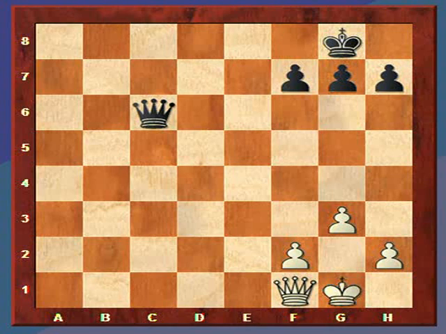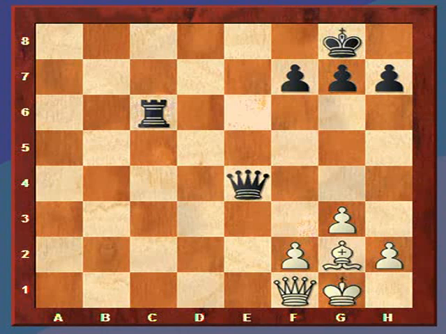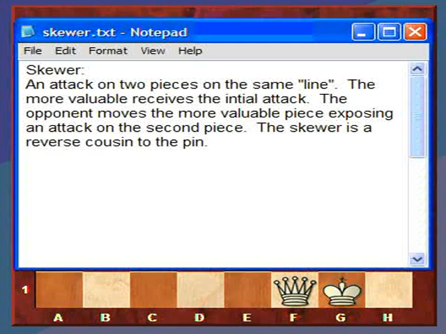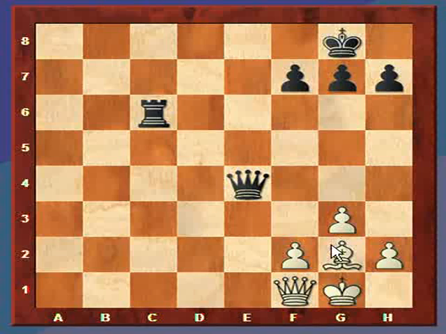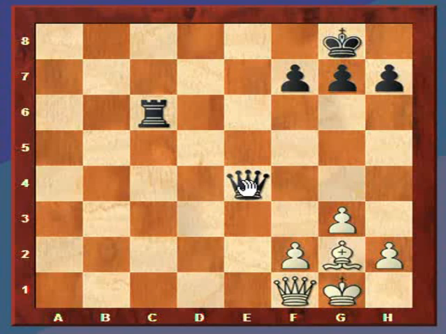So that's the skewer. Let me just back up and go over it a little bit more in detail. So what is a skewer? Well, a skewer is an attack on two pieces on the same line. So what was the line that we were talking about? Well, this is the line.